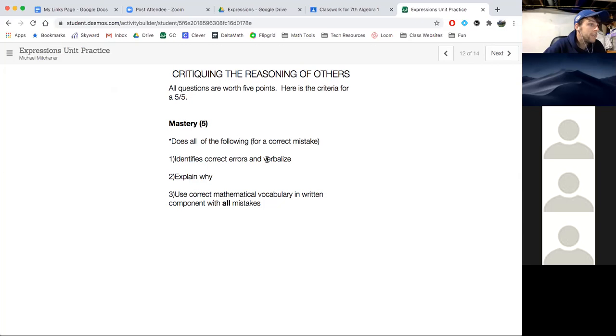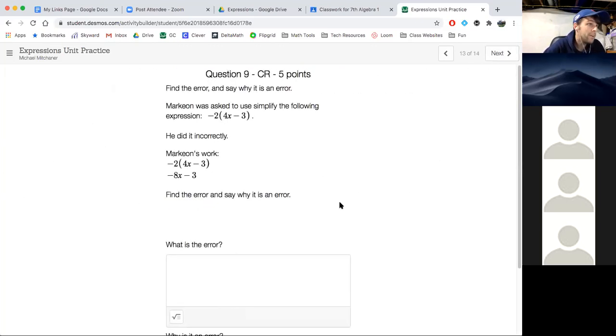All right, so identify the mistake, explain why. I still need to use my vocabulary. All right, here we go. Find the error, say why it's an error. Markian was asked to simplify the following expression. So here we go, we have this expression.